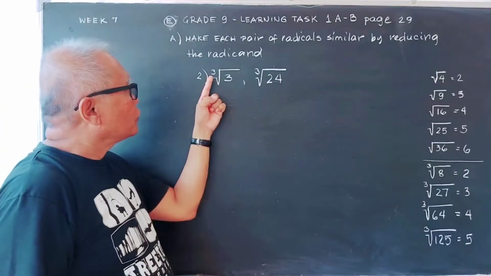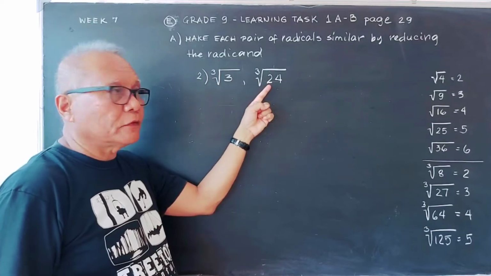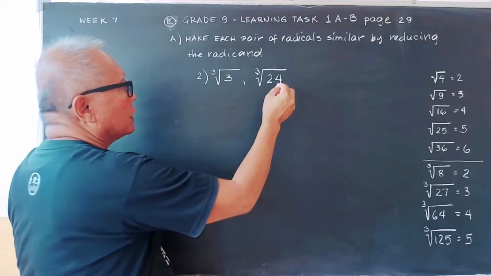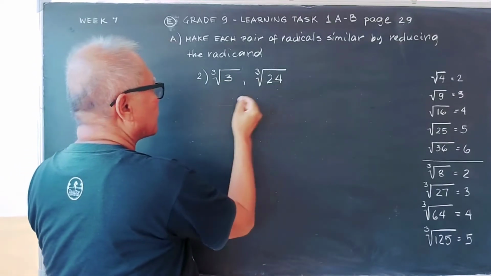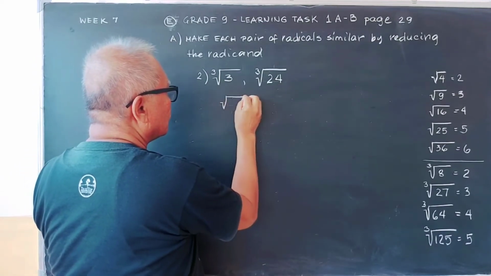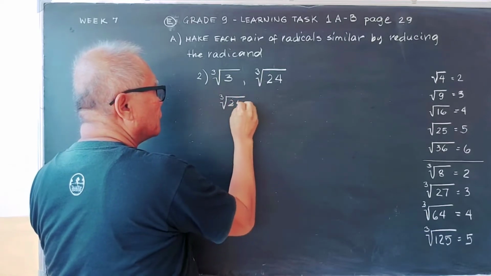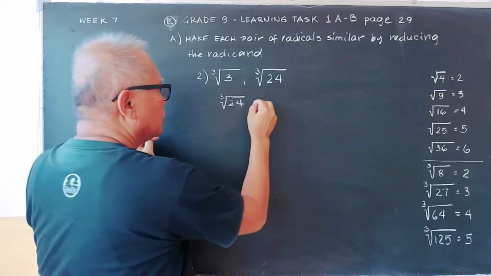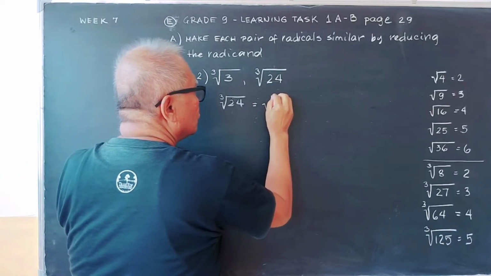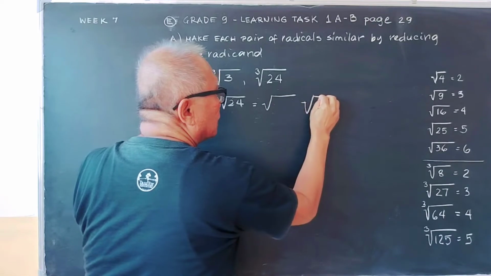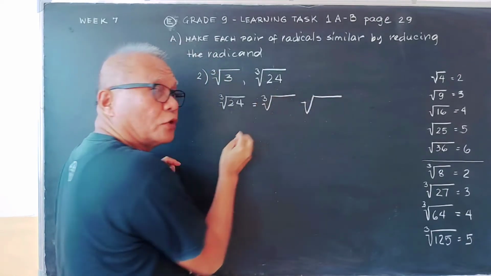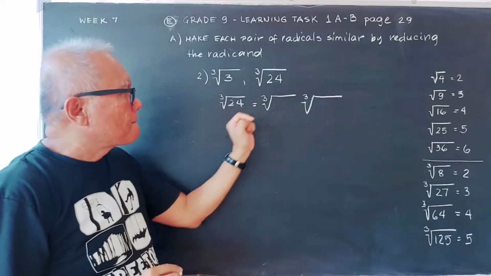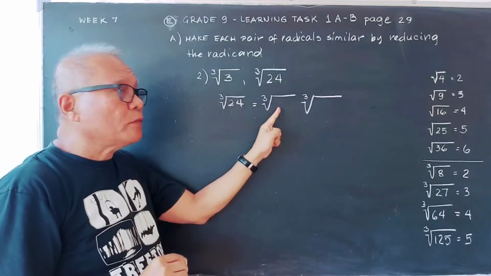Okay, number 2, we have cube root of 3 and cube root of 24. Cube root of 3, wala na. Nasa lowest term na siya. And then, dito tayo. Cube root of 24. Hindi na si square root. Isusulat na dapat yung 3, ha? Cube root. Is equal to, dalawa. Hatiin natin siya. Cube root and cube root. Hatiin ng 24. Dito, maku-cube root natin.